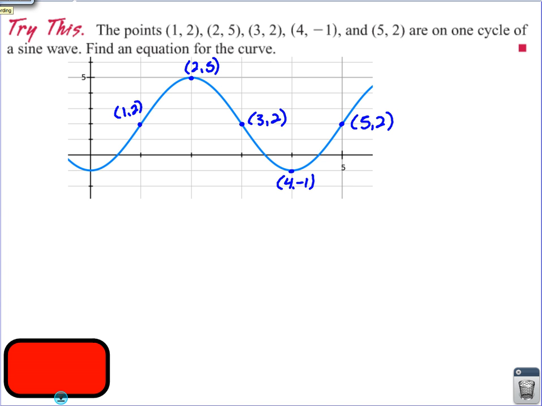So first thing, let's find amplitude. Again, your equilibrium, your rest line, from that line, what's my amplitude? 3. The height from here up to the top of the graph is 3.